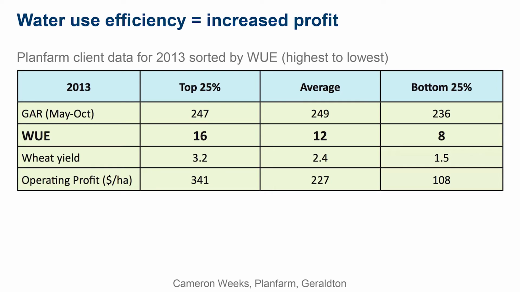And that's quite a significant jump. 24 is quite a significant number. This is some data from one of our larger consulting groups. They put a summary together of all of their clients, and their bottom 25 clients get about 8 kilograms per millimetre of water and make about $100 a hectare profit.